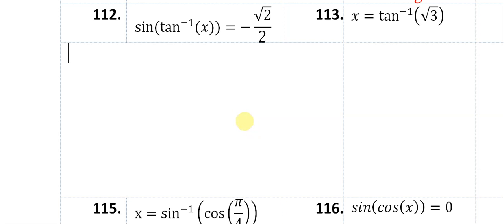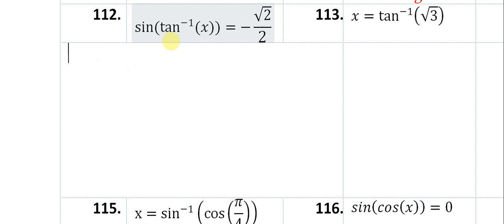In this video, we will look at how to solve a problem like number 112 here in this example, with a combination, a composite of inverse function and trigonometric functions. So let's understand a little bit of what this question is asking.